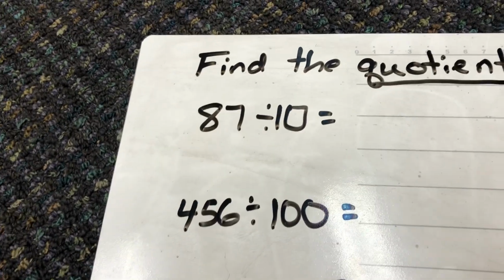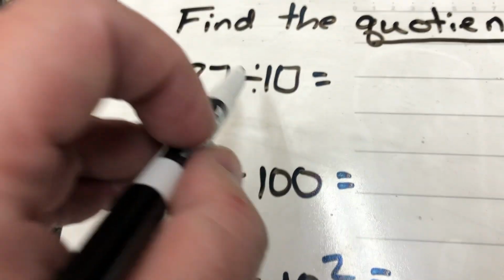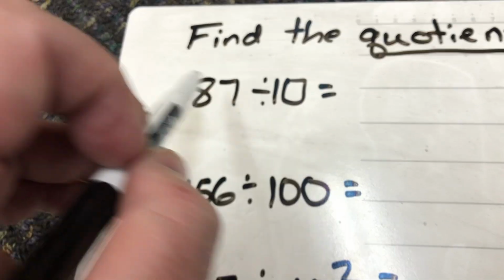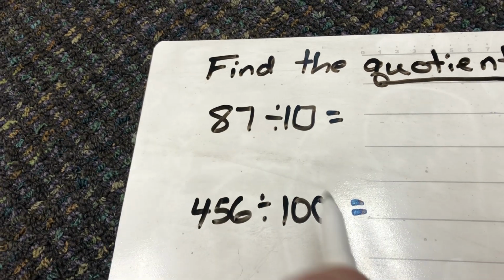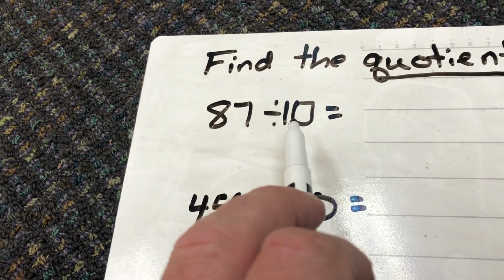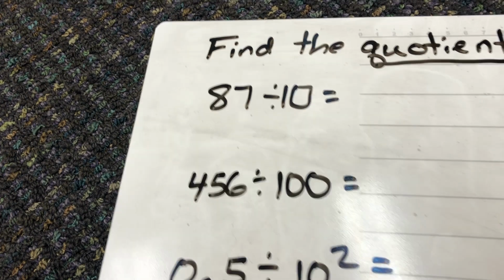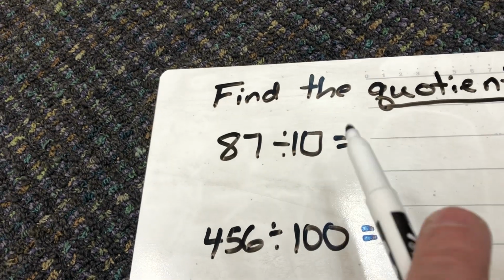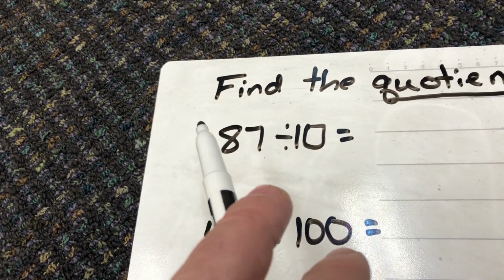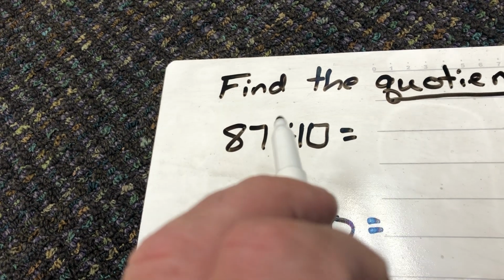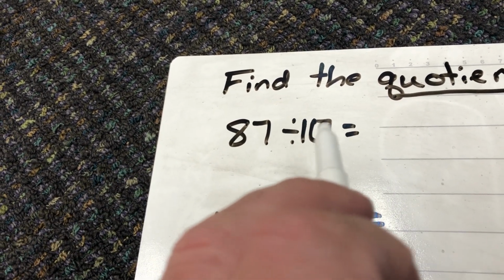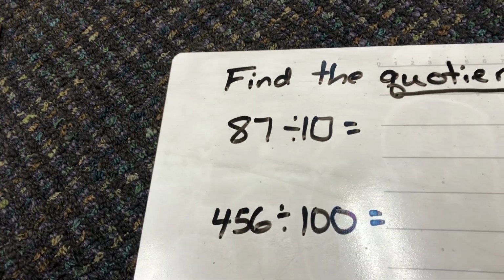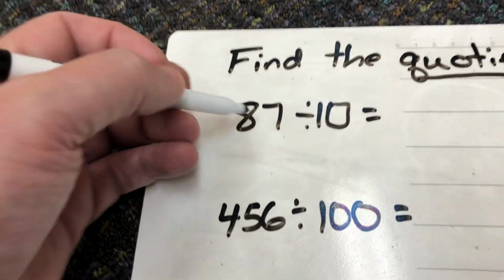Well, first of all, when we divide by base 10 numbers, all we're doing is moving the decimal because we know that 87 divided by 1 is 87. And so when I've got these base 10 numbers, all I'm actually doing is moving the decimal to the left to make the number get smaller, because these are whole numbers. And I move the decimal to the left however many zeros there are in the number.